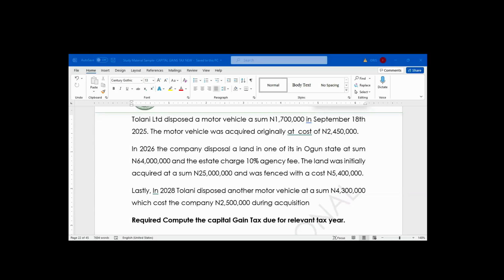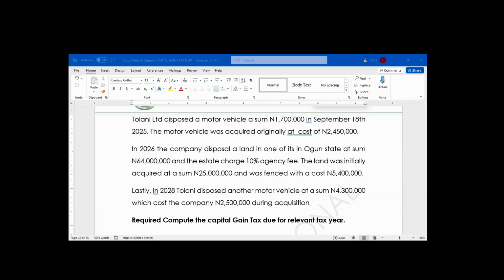So the capital gain will be what? 1.8, remember to put this in brackets. Abi? Yes, sir. But before this man pays tax on this, you will now set off the capital loss brought forward, because we want to relieve it now. You are bringing it forward to this year.